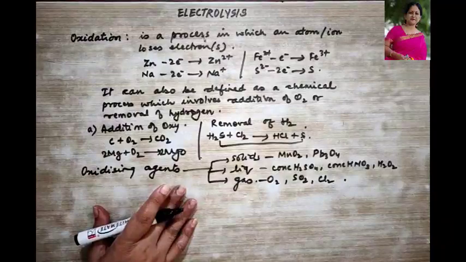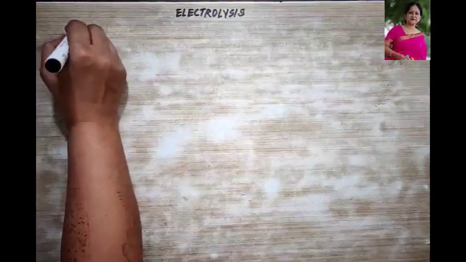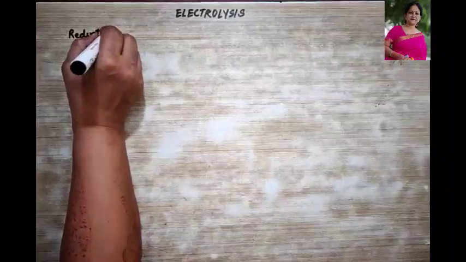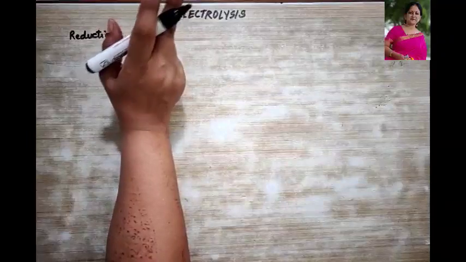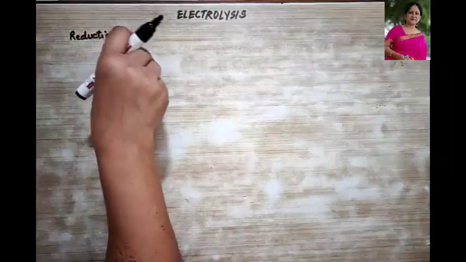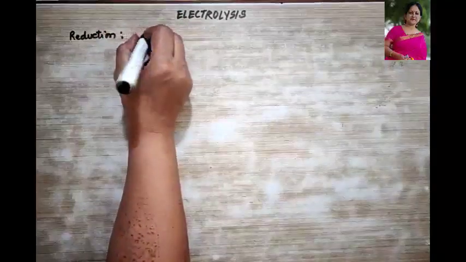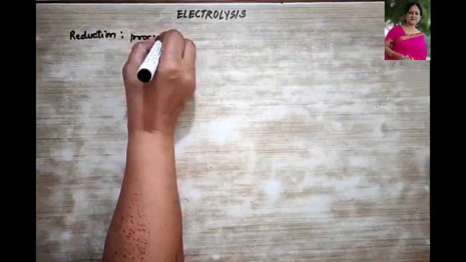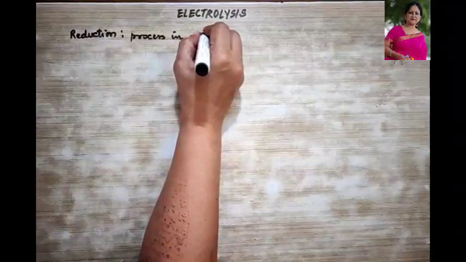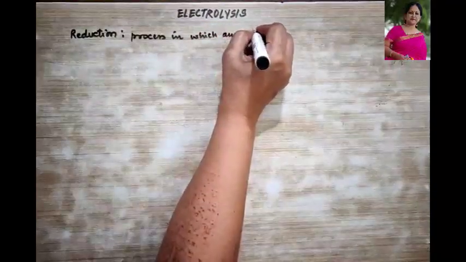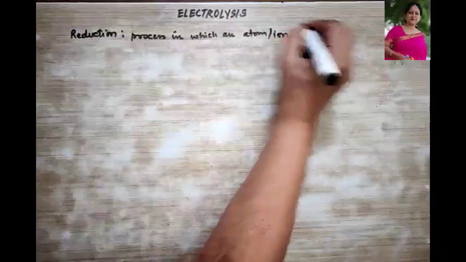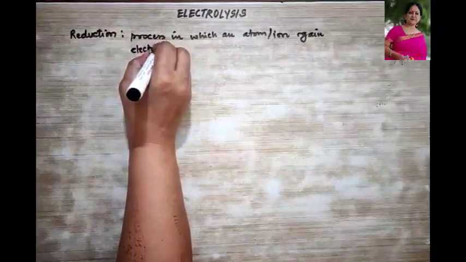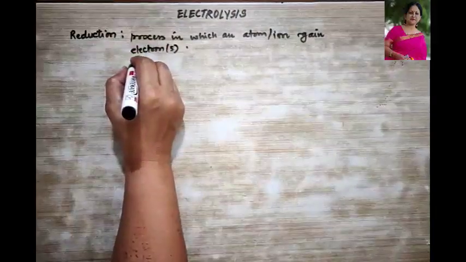Next, I move to reduction. Now we are going to talk about reduction. So what is reduction? In the electronic concept, it is defined as the process in which an atom or an ion gains electron or electrons. Clear? Let's take a few examples.